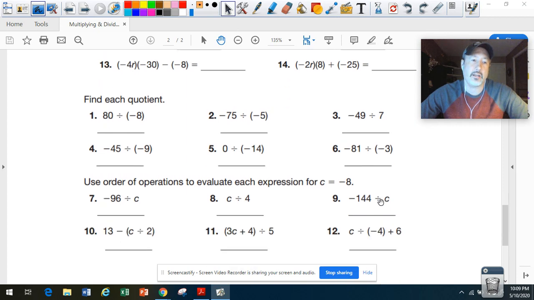Okay, let's go down here now. So I have 80 divided by negative 8. Signs are different. They're unlike. So my answer is automatically going to be negative. It's going to be negative 10.